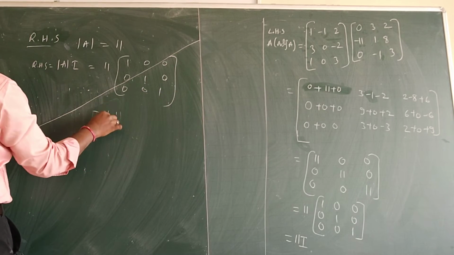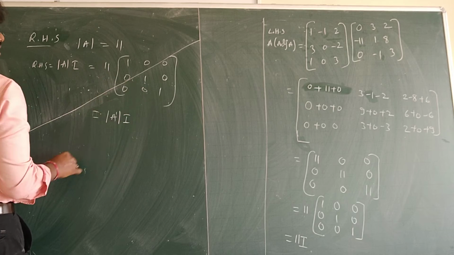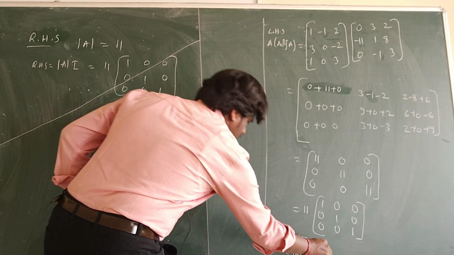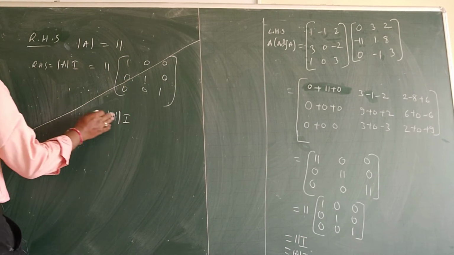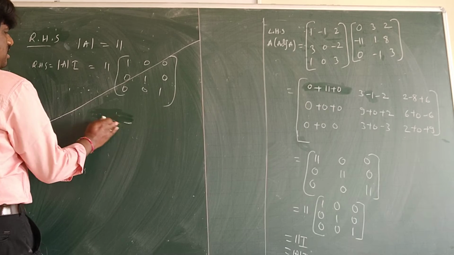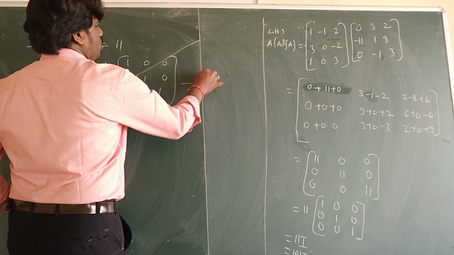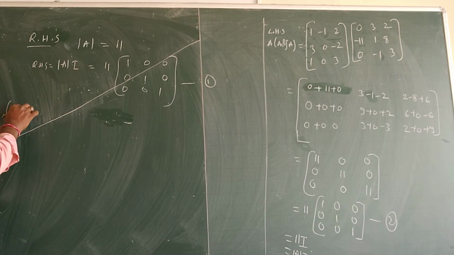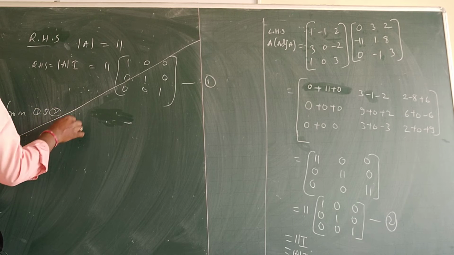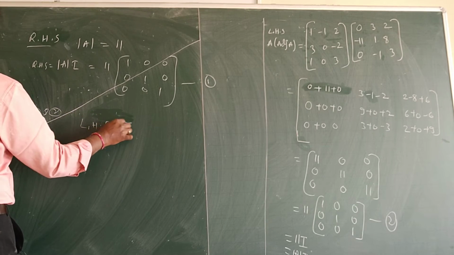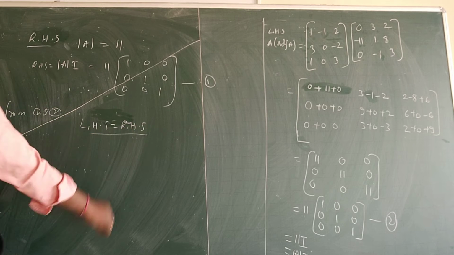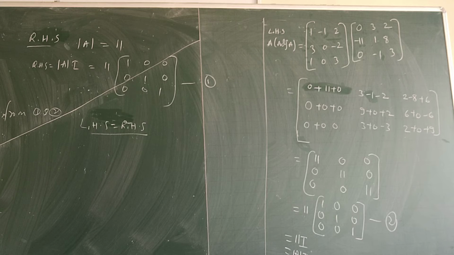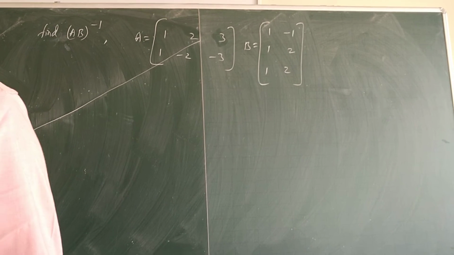So you got determinant of A into I. Otherwise you can write here only determinant of A into I, 11 is this one. And you can say from 1 and 2 both are equivalent. From 1 and 2 we proved, so we can write LHS is equal to RHS, hence proved, hence verified. Next question, we'll find this.